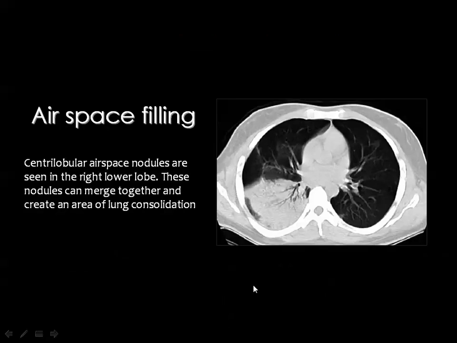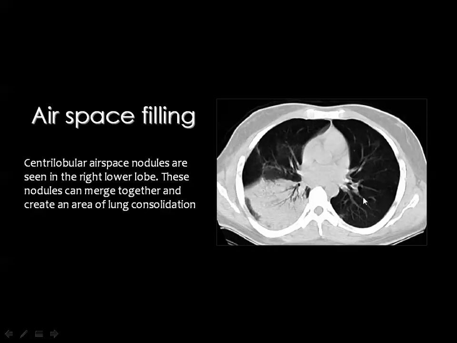Then we have finished the two patterns. The first one is the reticular or interstitial pattern. The second one is the ground glass pattern, and we divided it into two categories, the acute type and the chronic type. Then we came to the third pattern, which is the air space filling or alveolar opacities.